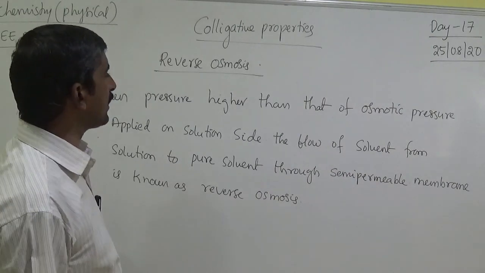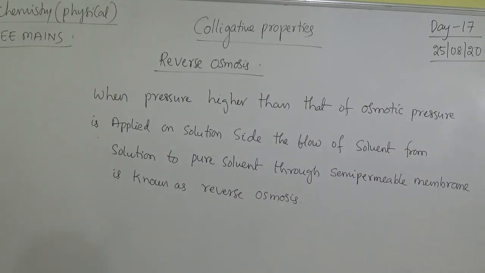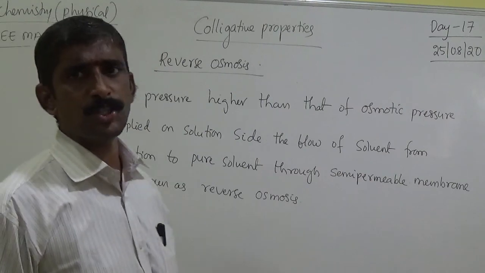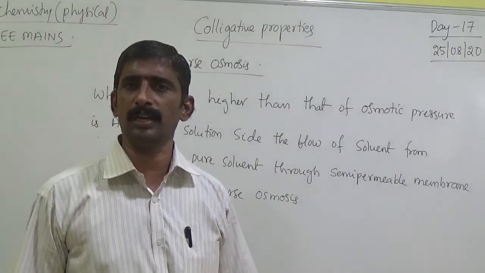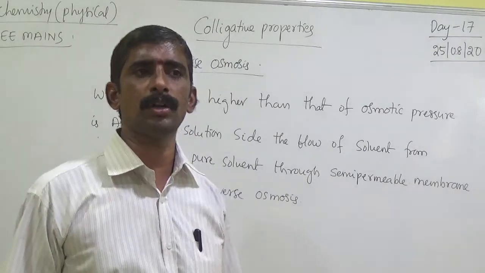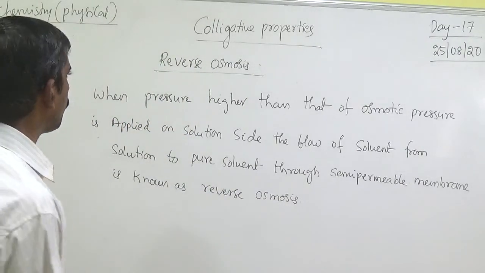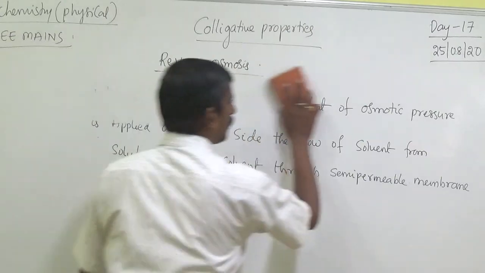When pressure higher than that of osmotic pressure is applied on the solution side, the flow of solvent from solution to pure solvent through a semi-permeable membrane is known as reverse osmosis. The reverse osmosis process is used in desalination of seawater. I will draw the diagram.